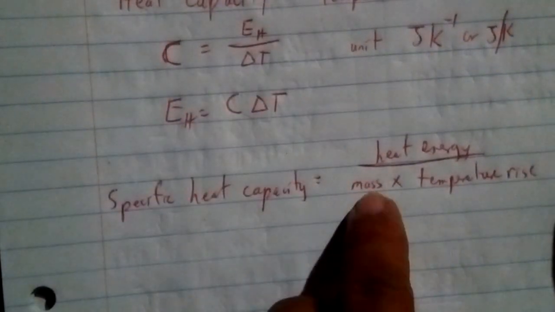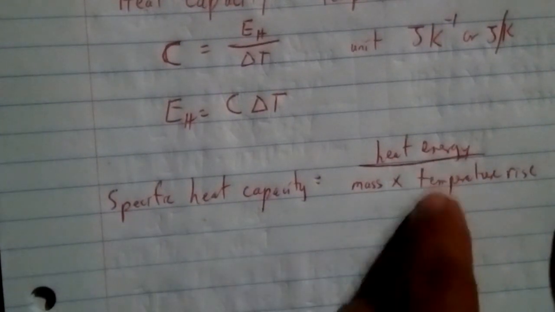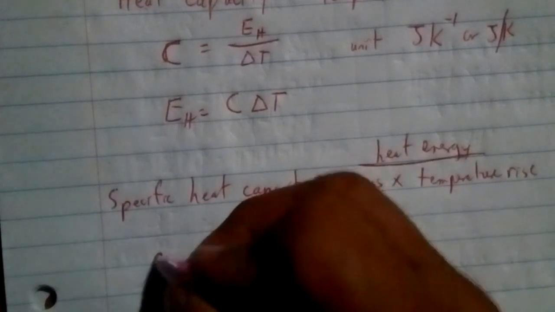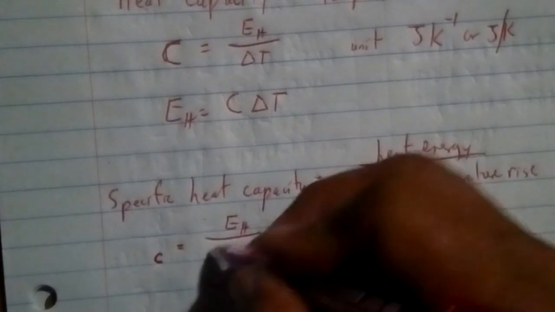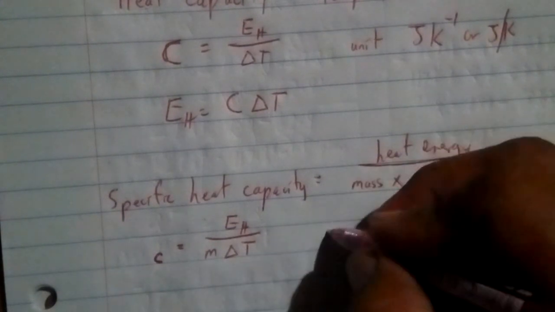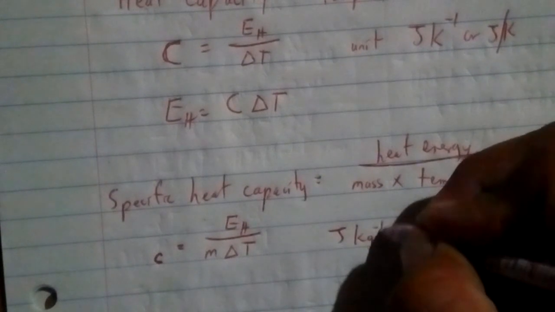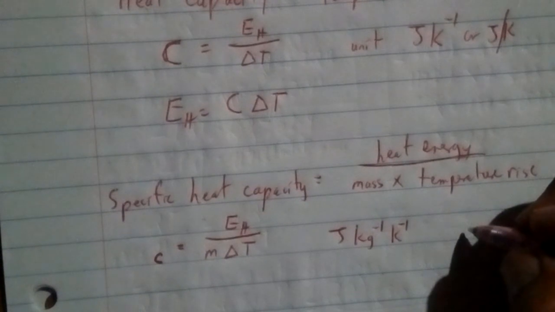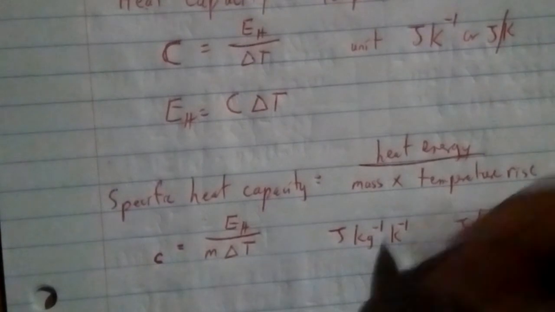This is talking about a mass, so this is being specific. And the mass, we usually use it in kilograms. Abbreviating it, specific heat capacity is given by the small c, which equals heat energy, E with the H, over mass M times delta T for temperature change. This is given by the unit joules per kilogram per Kelvin, or joules per kilogram Kelvin. So we put simply J/kg K, or simply c.